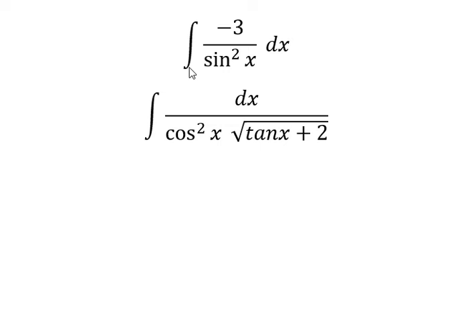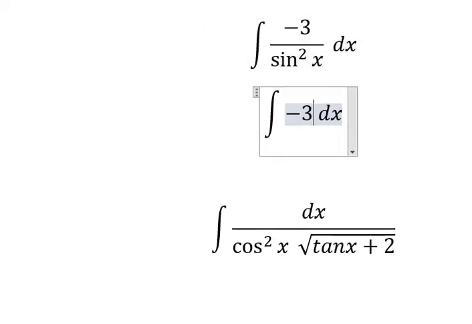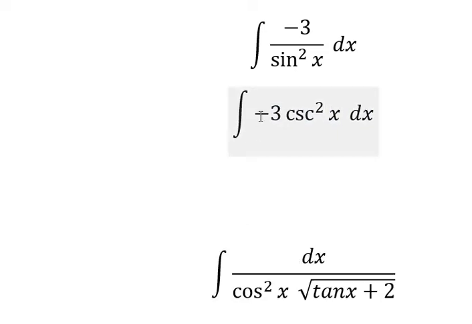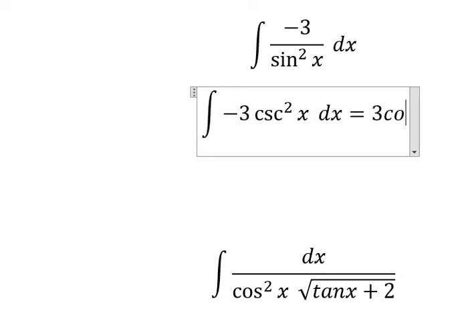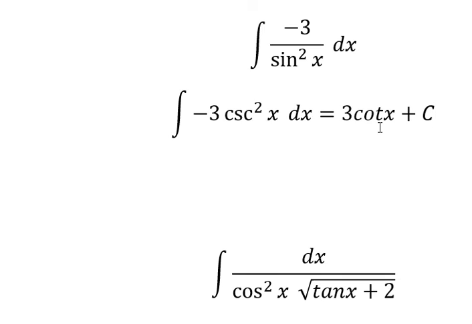The topic today is about integration. So now I will show you how to answer. About the first one, we can put in negative 3 cosecant squared of x. The integration of negative 3 cosecant squared of x, we will have 3 cotangent of x, and we put plus C, and this is the final answer.